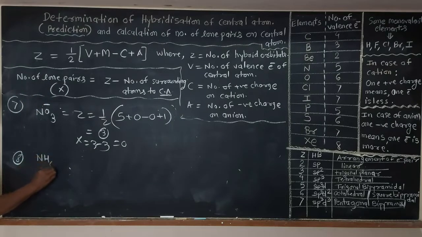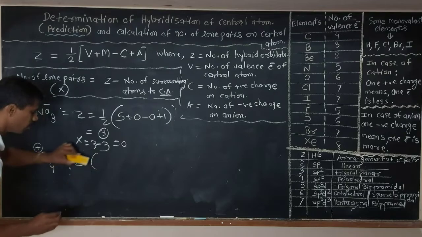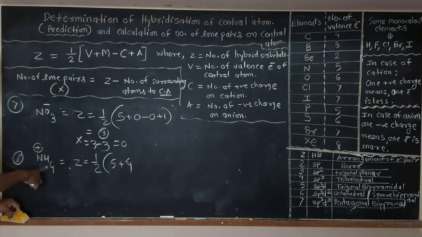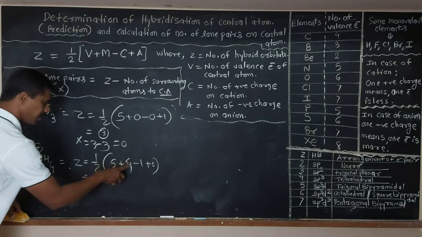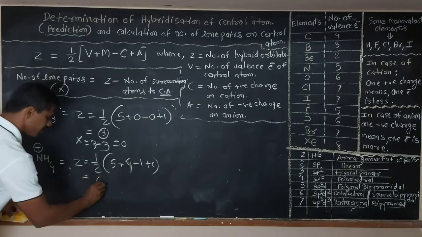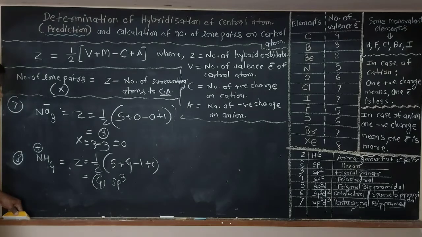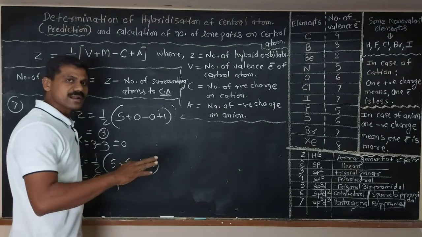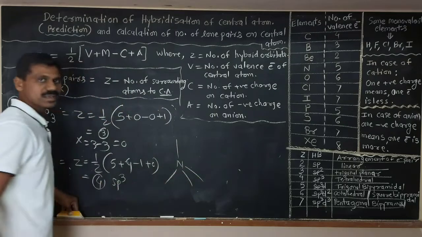Example number 8, NH4+, its name is ammonium ion. Therefore Z is equal to 1/2 into 5 plus 4, because 4 monovalent, minus 1 plus 0, minus 1 due to 1 plus charge: 4 plus 5, 9, minus 1, 8, into half is 4, means sp3. Lone pair 4 minus 4 is 0. sp3, tetrahedral, and the arrangement is exactly tetrahedral. Nitrogen, these are the 4 hydrogen. Okay, there is no lone pair.